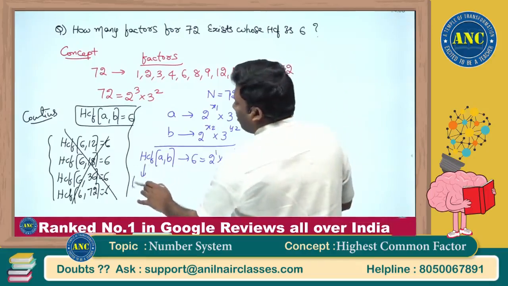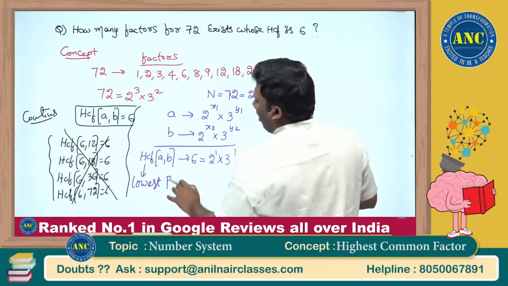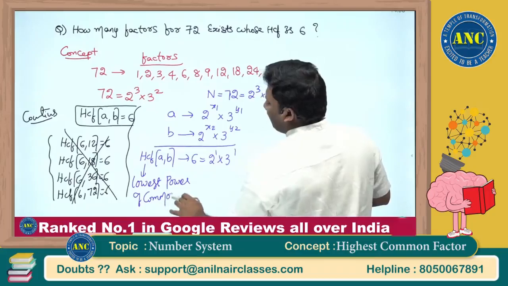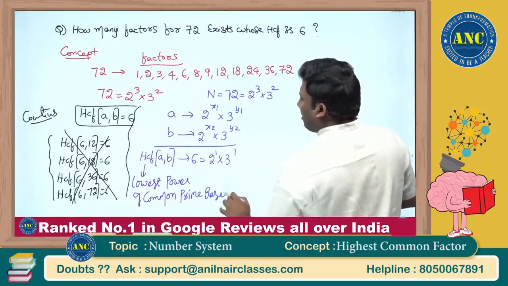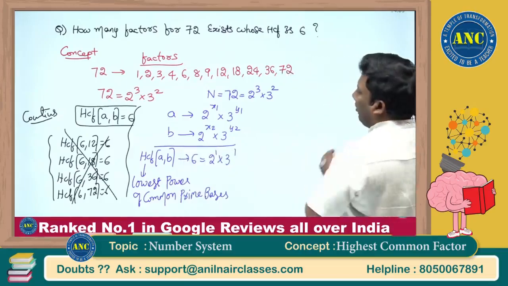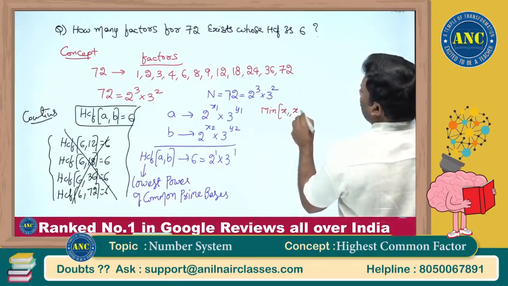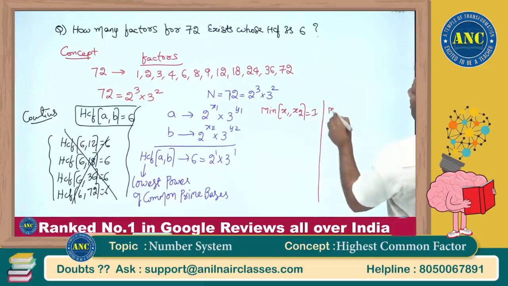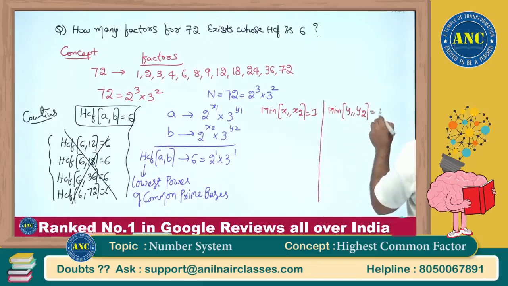The definition of HCF is that it will always take the lowest power of the common prime bases. That means, based on what we discussed till now, the minimum of x1 and x2 should be 1. What is the other case? HCF takes the lowest power of the prime bases. The minimum of y1 and y2 should be 1.